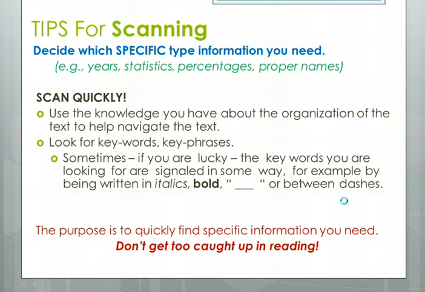When we scan, the first thing we need to do is decide what specific information we need. Sometimes it can be a year, a statistic, percentages, names. And that's when we take our eyes and we scan quickly, just like a scanner on a computer. It scans, it's looking for something. We let our eyes go over the text. We're looking for different things. We're looking for italics, bold, capital letters, all those things. We're looking for keywords. We're looking for key phrases.